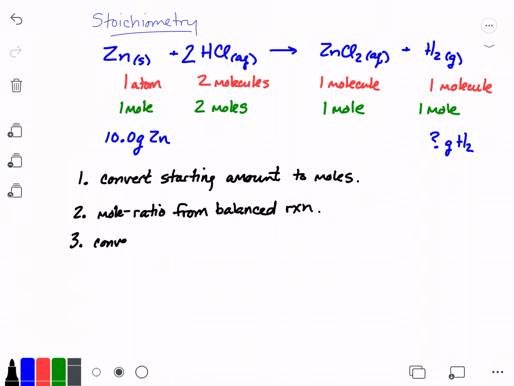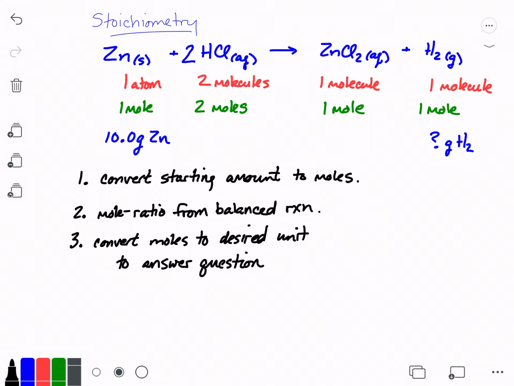So we'll convert that new mole number that we get into whatever desired unit we have. If the problem is asking how many grams of hydrogen, as in this example, then step 3 would convert from moles of hydrogen to grams of hydrogen. If it was asking about liters of gas, I would use a different conversion factor. If it was asking about molecules, I would use a different conversion factor yet.